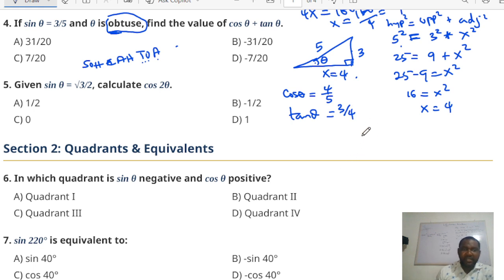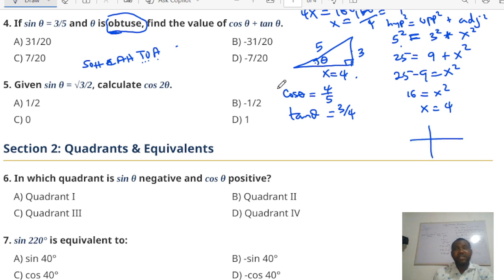Okay, so at this point, I want you to notice something. An acute angle simply means an angle that is less than 90 degrees. If this angle was acute, then I would have used this value the way it is. But it is different because the angle is obtuse. For you to know what to do here, you need to draw your quadrant.